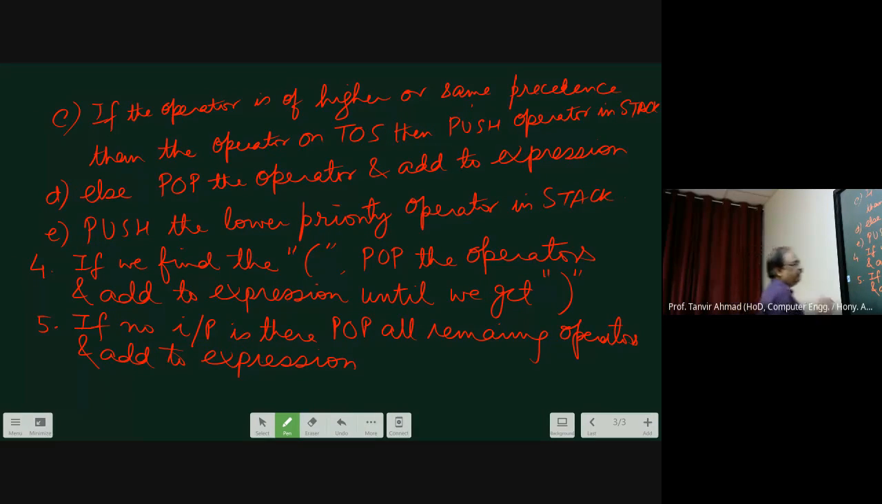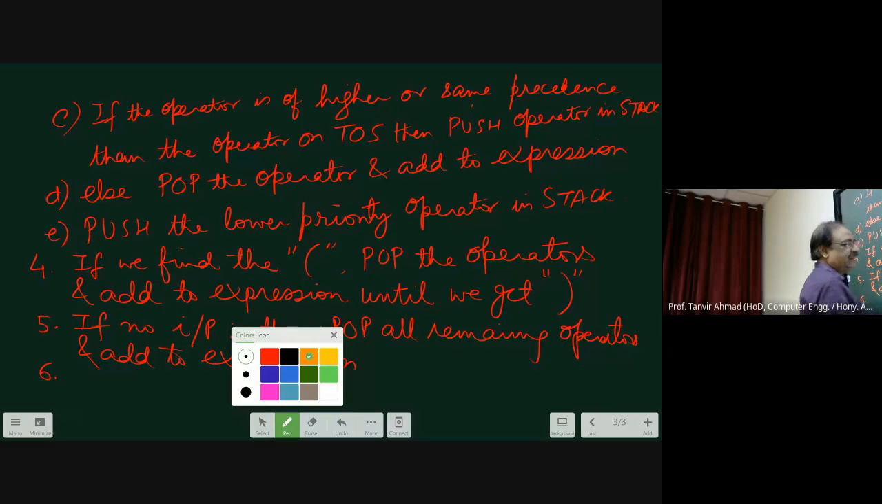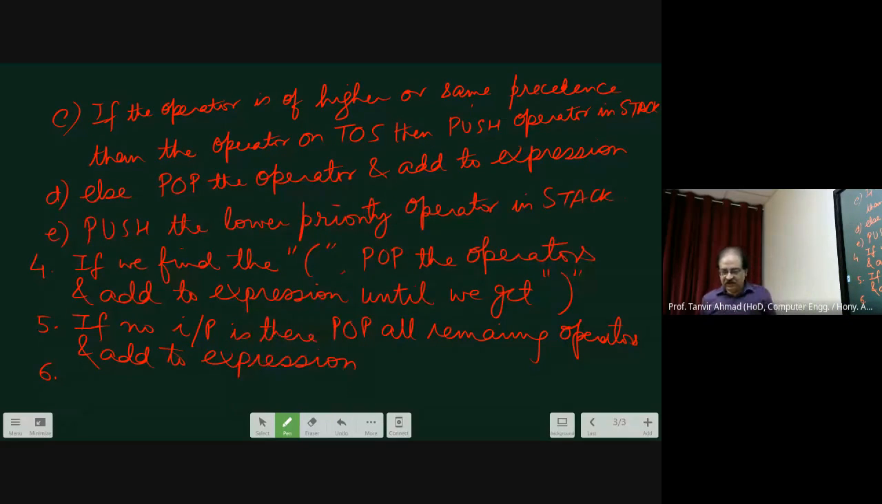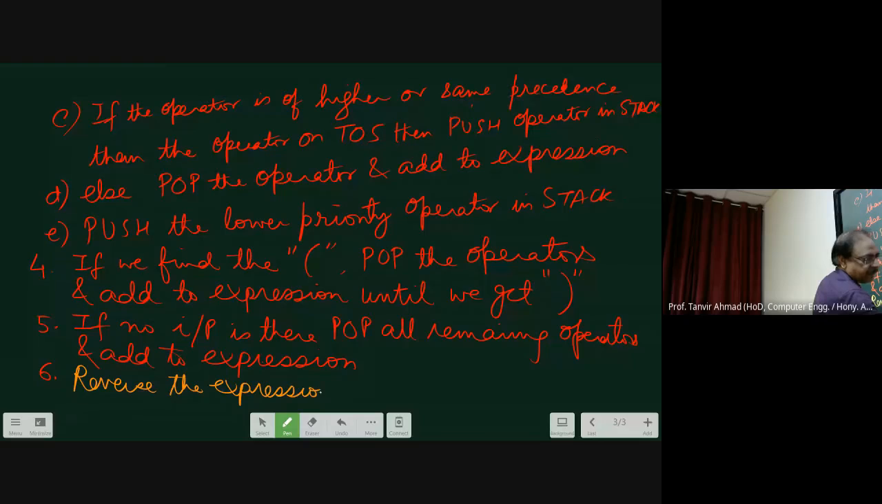Now, till now we have got an expression, but the final step is also there. The final step I just write in a different color pen. Once you get that expression, this is not the answer. The answer is that you reverse the expression to get the desired prefix. And here I stop.